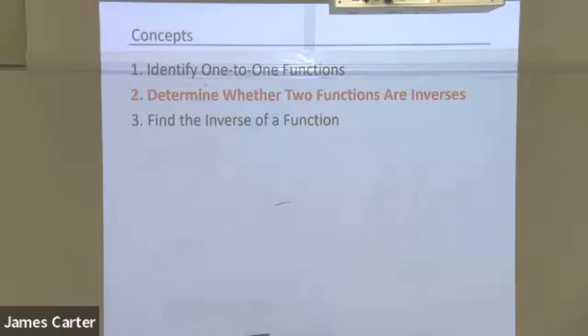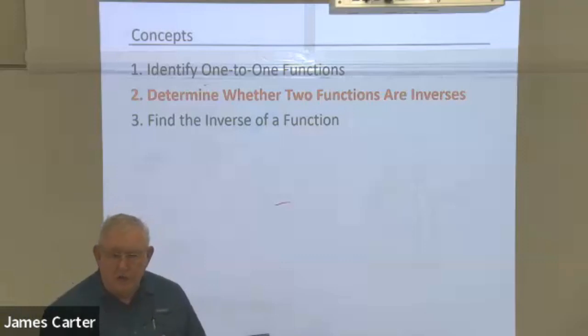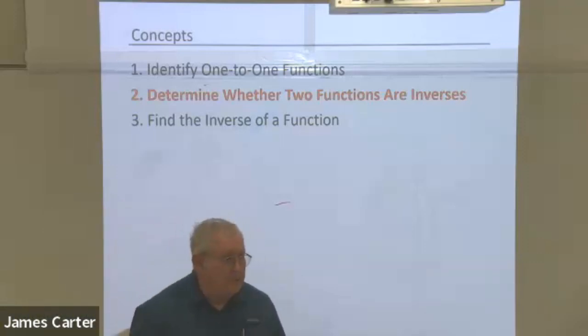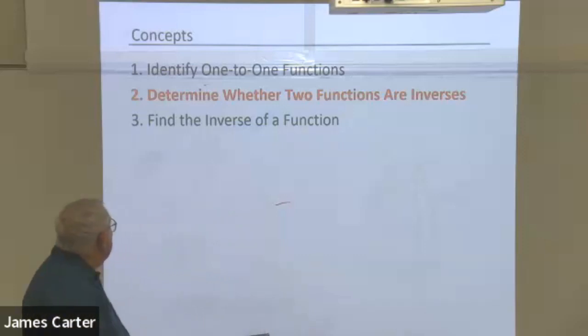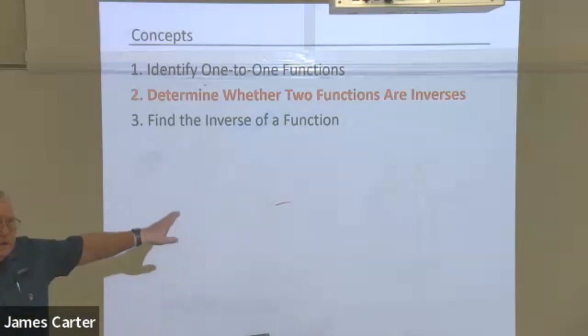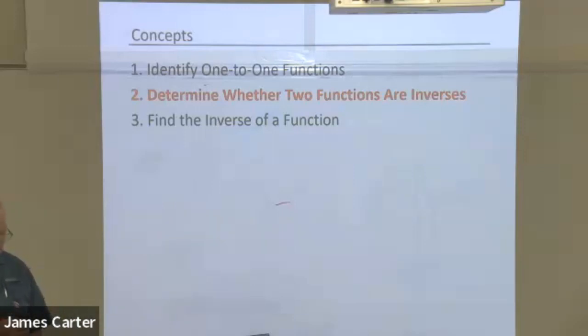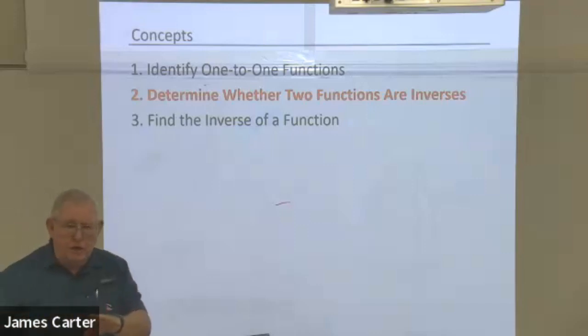Okay, in this particular case, we've identified one-to-one functions as those where the horizontal line test applies. Now we're going to mathematically determine whether two things are functions, which is going to bring up what was a sore point for some of you on the test.